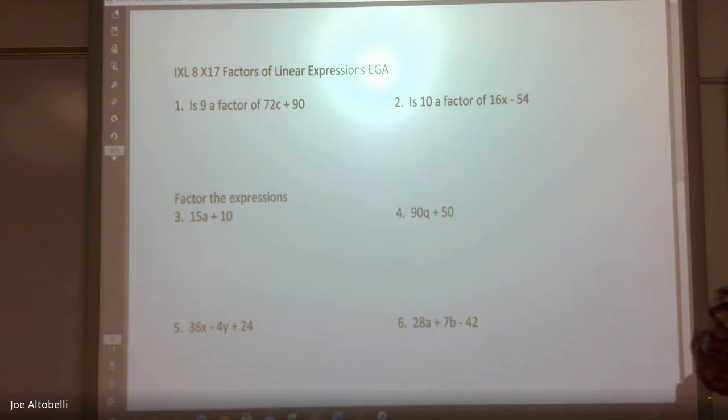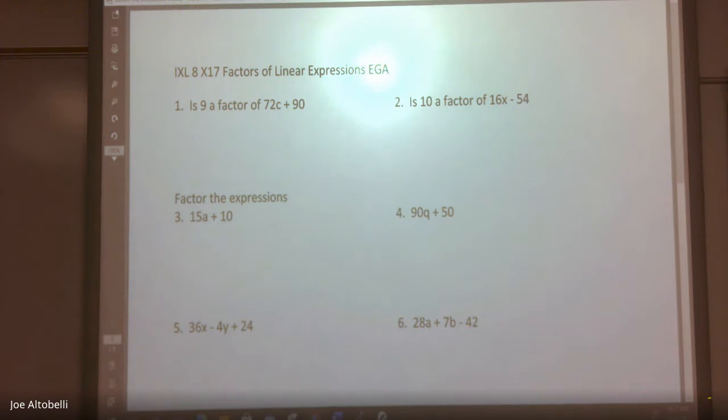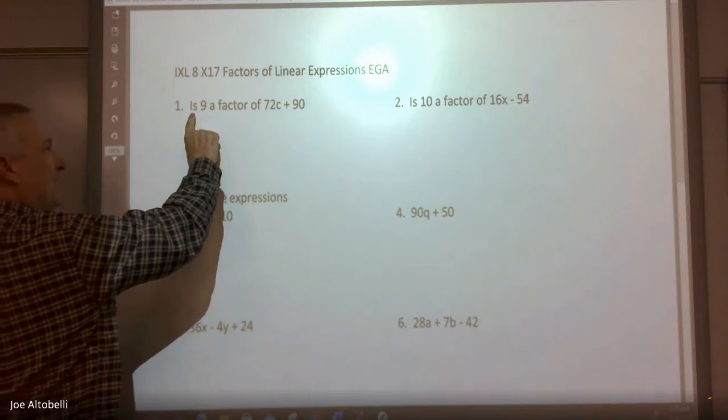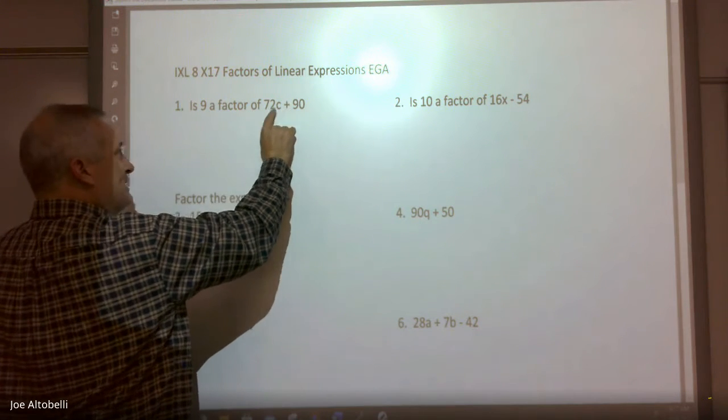Today we're going to be factoring linear expressions. We're basically doing the distributive property in reverse, which is factoring. To start off with, it's just asking, is 9 a factor of 72c plus 90?